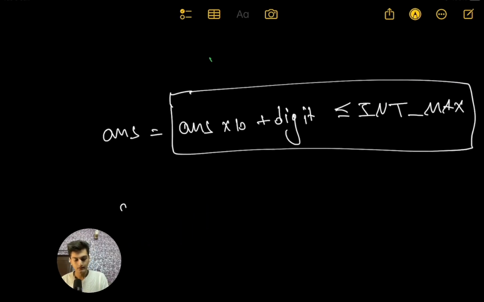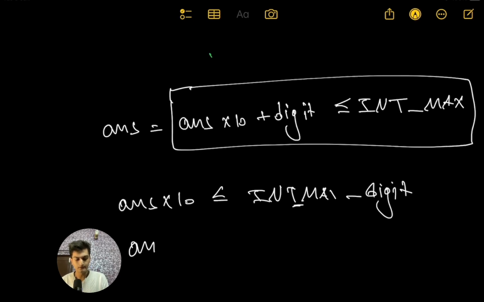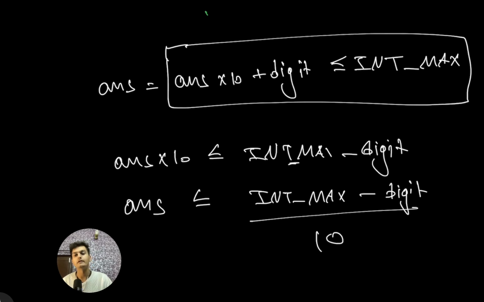So if answer into 10 plus digit was less than equal to int max, then answer into 10 will be less than equal to int max minus digit, right? Basic maths. And answer will be less than equal to int max minus digit upon 10. Cool. So let's just keep this equation in mind and proceed.